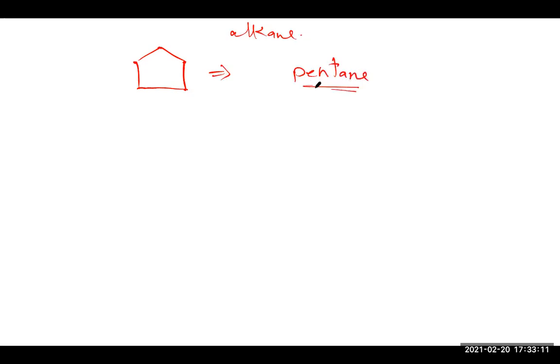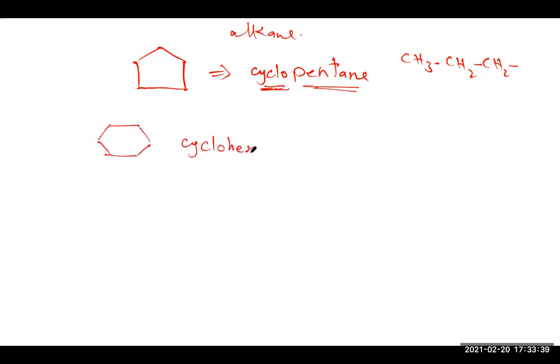So it should be pentane. But if we write pentane like this without any difference, it could be a chain. So we need to mention that this one is not a chain, this one is cyclic, so we write cyclopentane. We need to add cyclo for each cyclic compound. We could also have one like this. This one should start with cyclo, and we count the carbon atoms, so it will be 6, so it will be cyclohexane, if we have it like this.